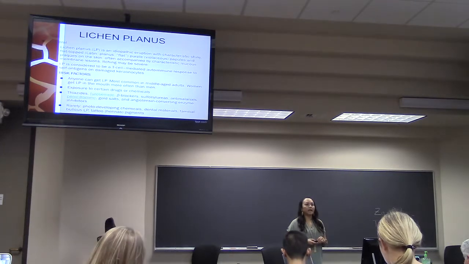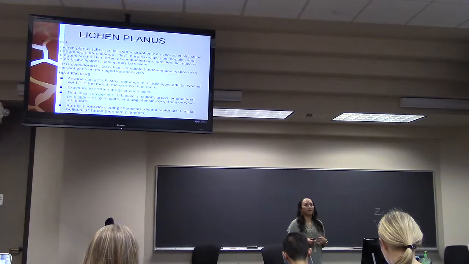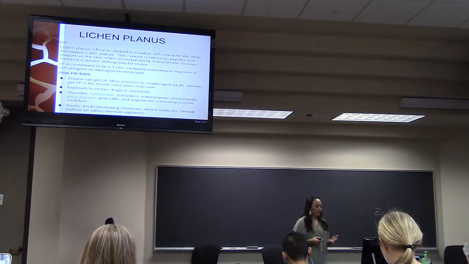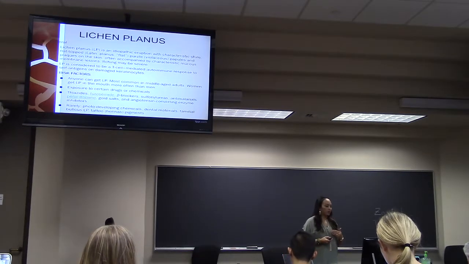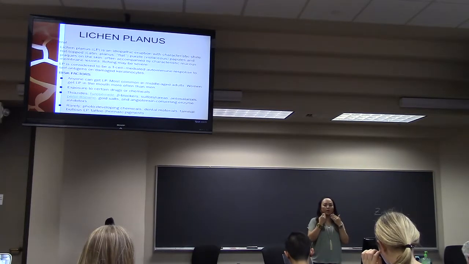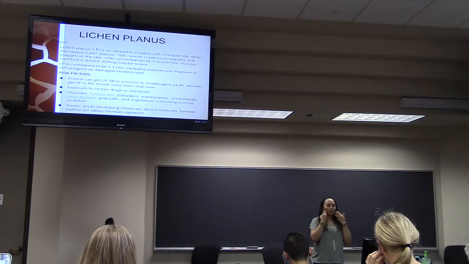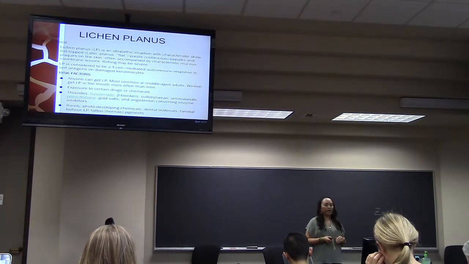So it's basically an idiopathic, meaning I don't really know what causes it, eruption of shiny, flat-topped, hence the name planus, purple papules and plaques on the skin. And usually, most of these people, if they have it on their skin, they also have it in their mouth. They will also have these raised purple lesions inside their mouth. And normally it's on the buccal mucosa. Sometimes you can get it on the gums, the tongue, but the majority of the time it's on their inner cheeks.